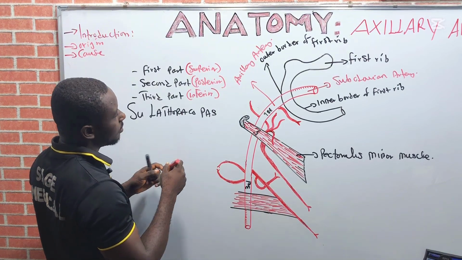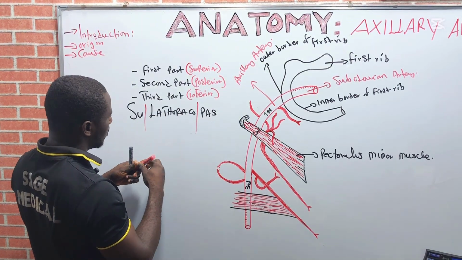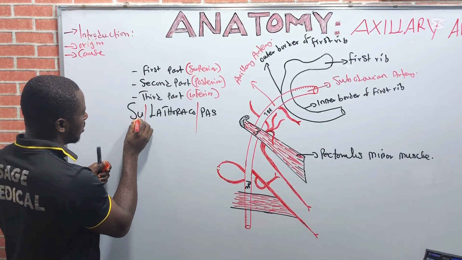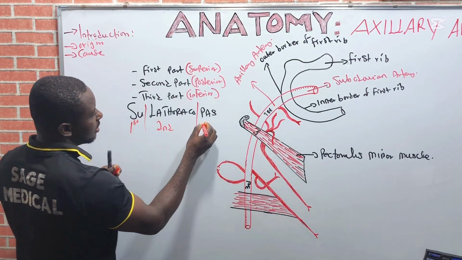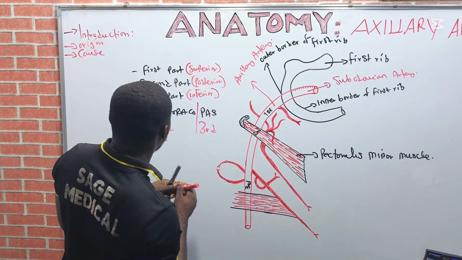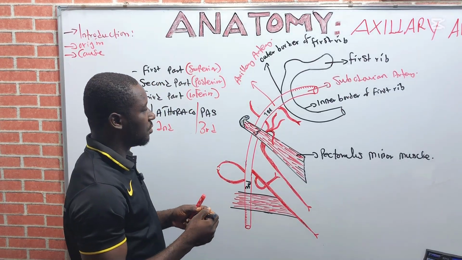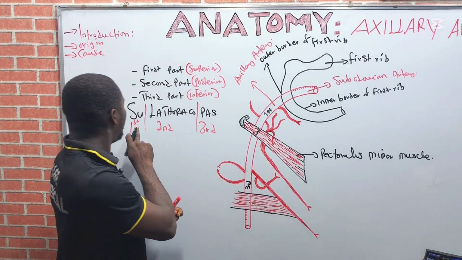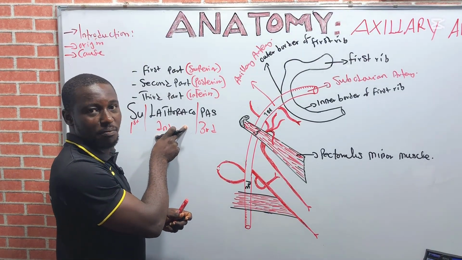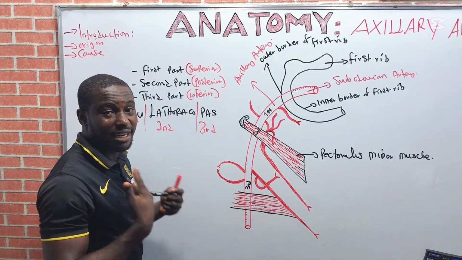Thoracopass. This is first part. This is second part. This is third part, right? Now watch. We have 1 branch in the first part, 2 branches in the second part, and 3 branches in the third part, making it 6 branches of the axillary artery.